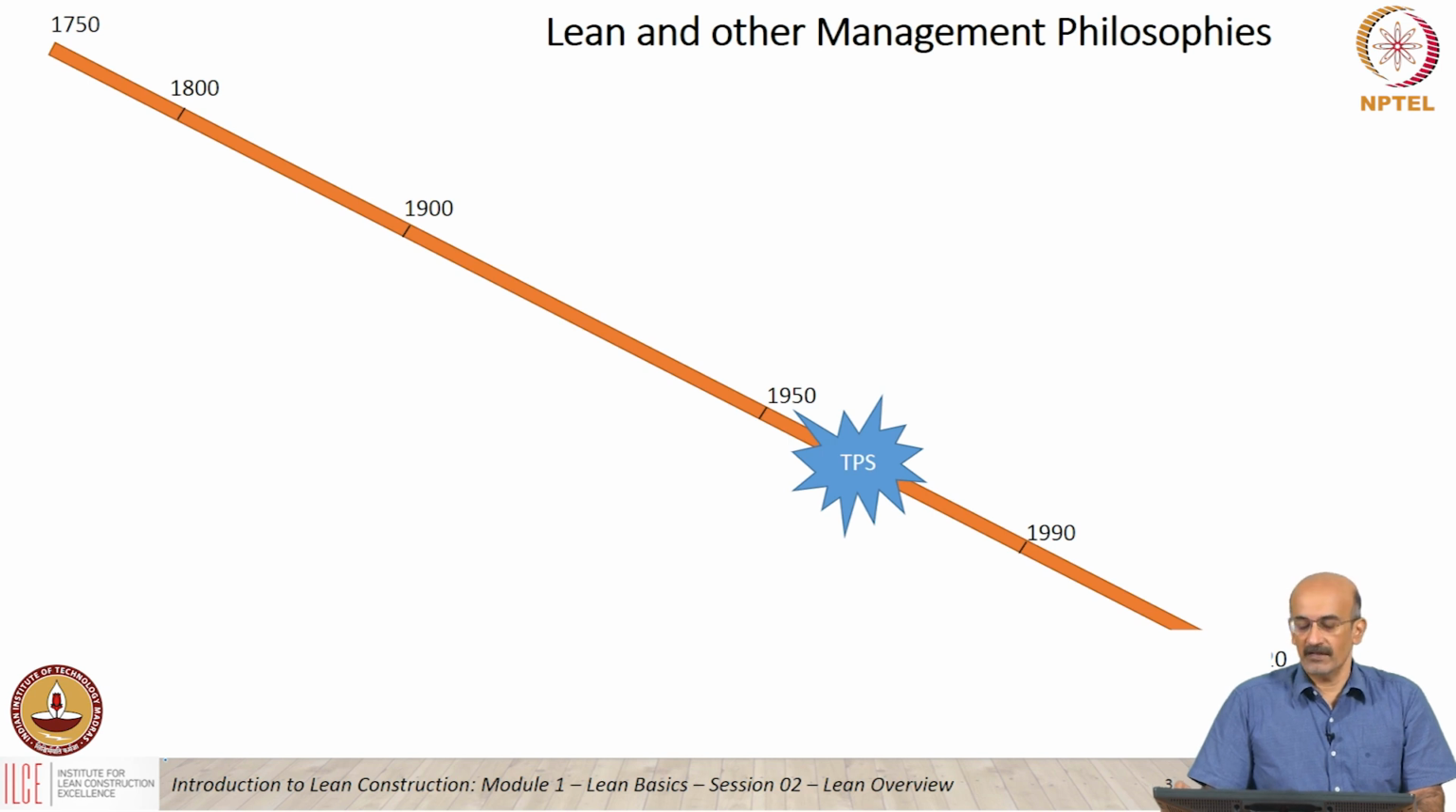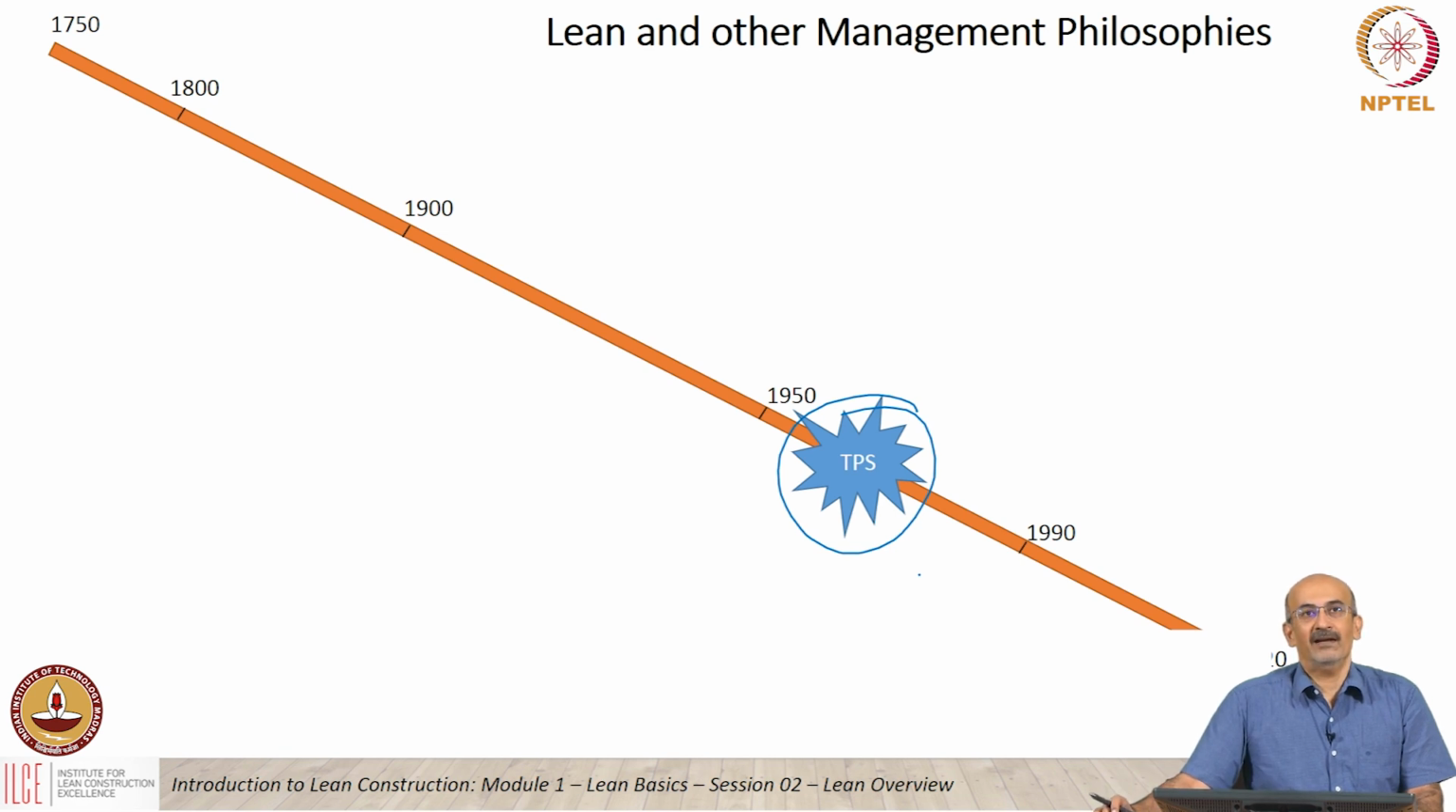Okay. Starting with the history, if we look at Lean and other management philosophies, there is a timeline on which this has occurred. Now, we are aware the Toyota production system formed the basis for Lean and Lean concepts, and the TPS had its initiation between the 50s and 60s in Japan.